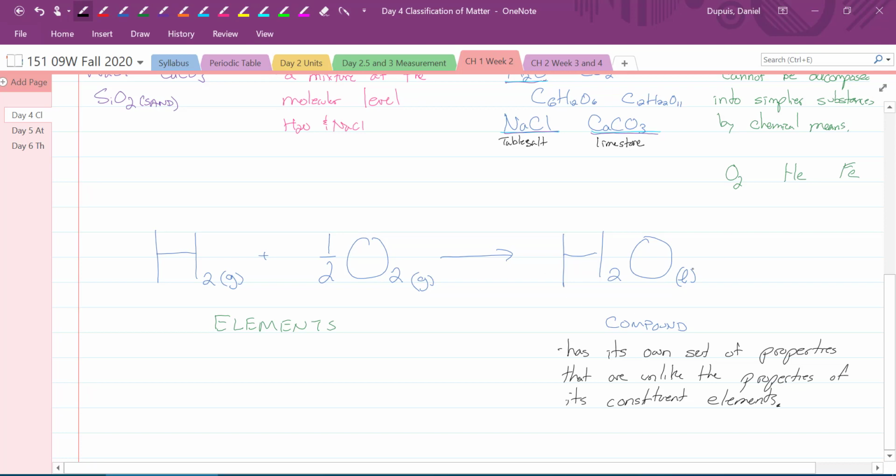And then water, of course, is a clear, colorless liquid. So it's totally different properties. And this is where we're getting to: we use elements to make compounds, compounds to make other compounds, and go on from there. And so we need to know how to classify these things.